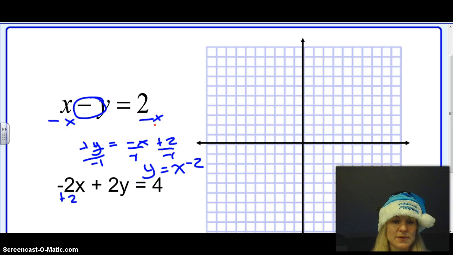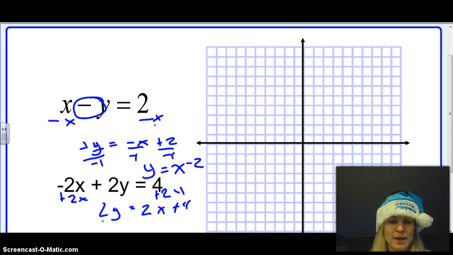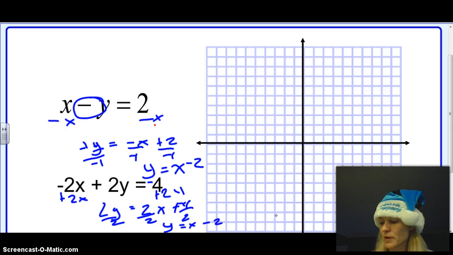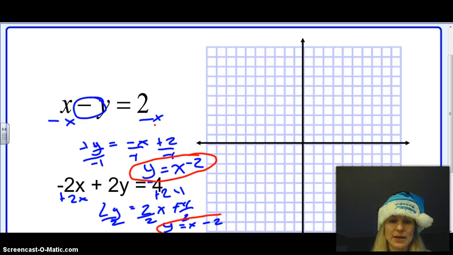So we want to do the same thing down here. We're going to add the 2 over, and then we're going to have 2y equals 2x plus 4, and then we divide through by the 2. Actually, I think this was supposed to be negative 4. I messed up on that. All right, and so that's going to be y equals x minus 2. So hopefully you notice that these are exactly the same line. So we have negative 2 as the y-intercept and a slope of 1.